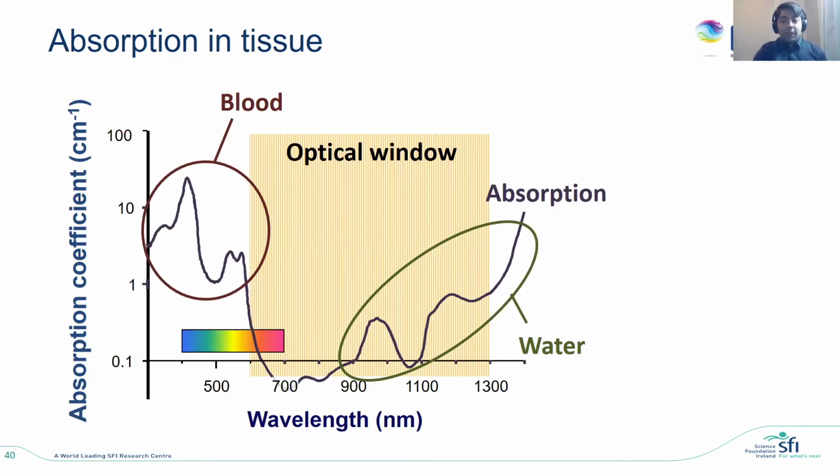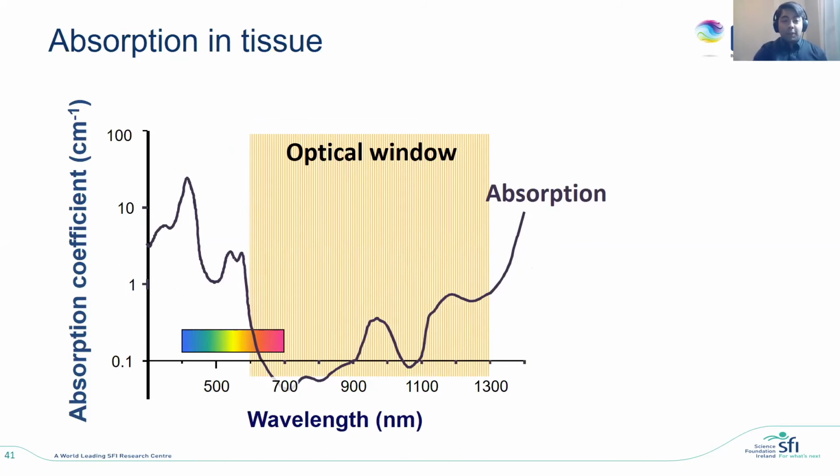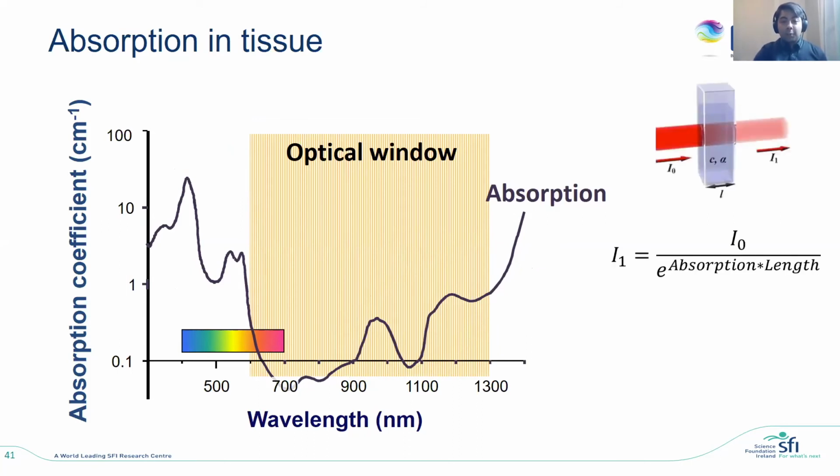If we are looking at the absorption, for example, you may remember the Beer-Lambert law, where you have an intensity of light on one side, and some of this light is transmitted to the other side of a medium.